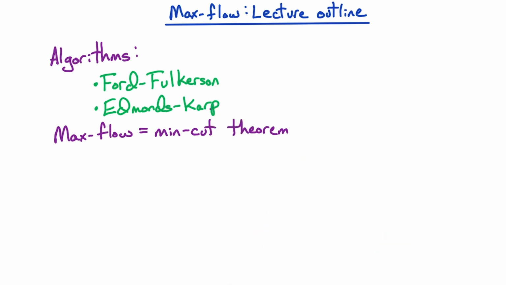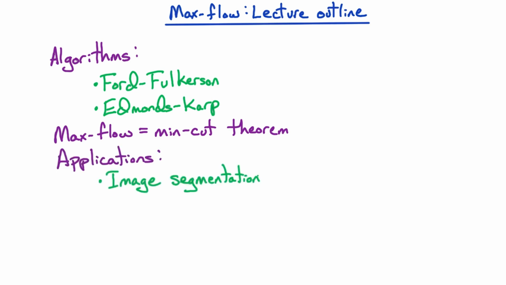Now, this theorem will imply correctness of the Ford-Fulkerson and Edmonds-Karp algorithms. It will also be key for several of our applications. In particular, we'll look at solving the image segmentation problem using the max flow problem. Now, in the image segmentation problem, we're given an image and we want to separate it into the foreground and background components. We'll solve this using the max flow problem and utilizing the max flow equals min-cut theorem.